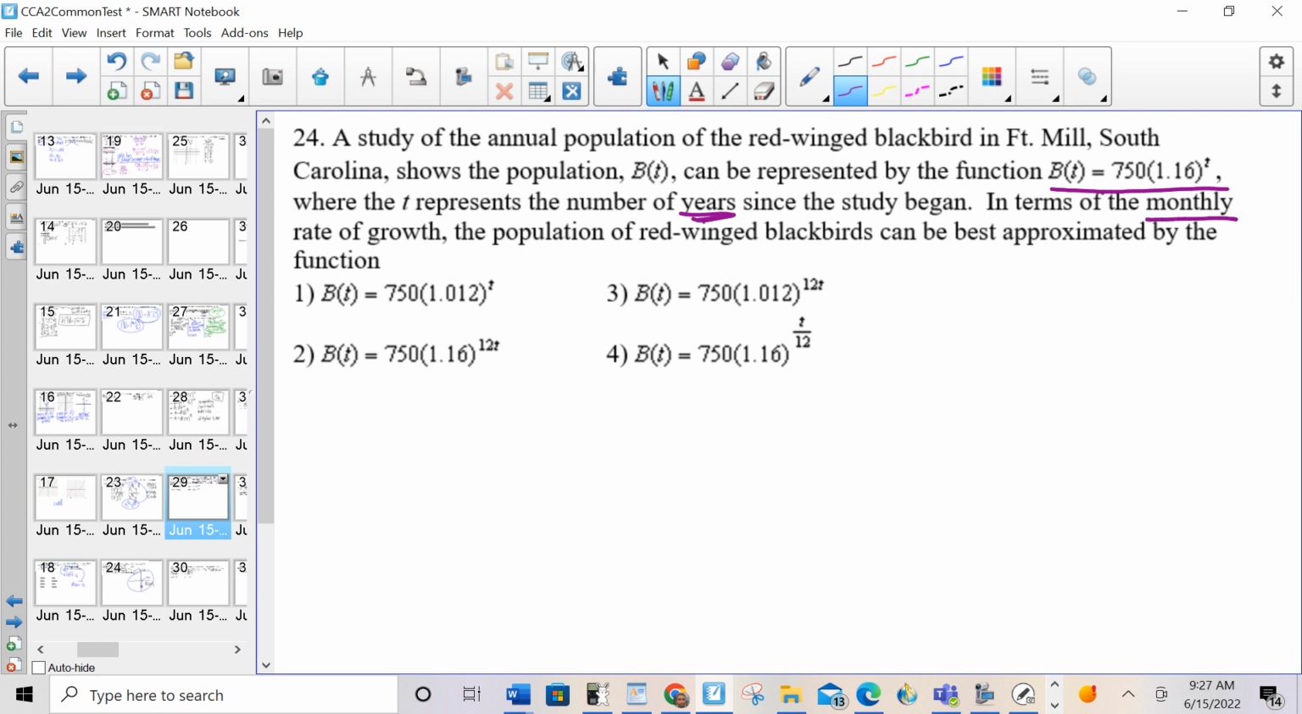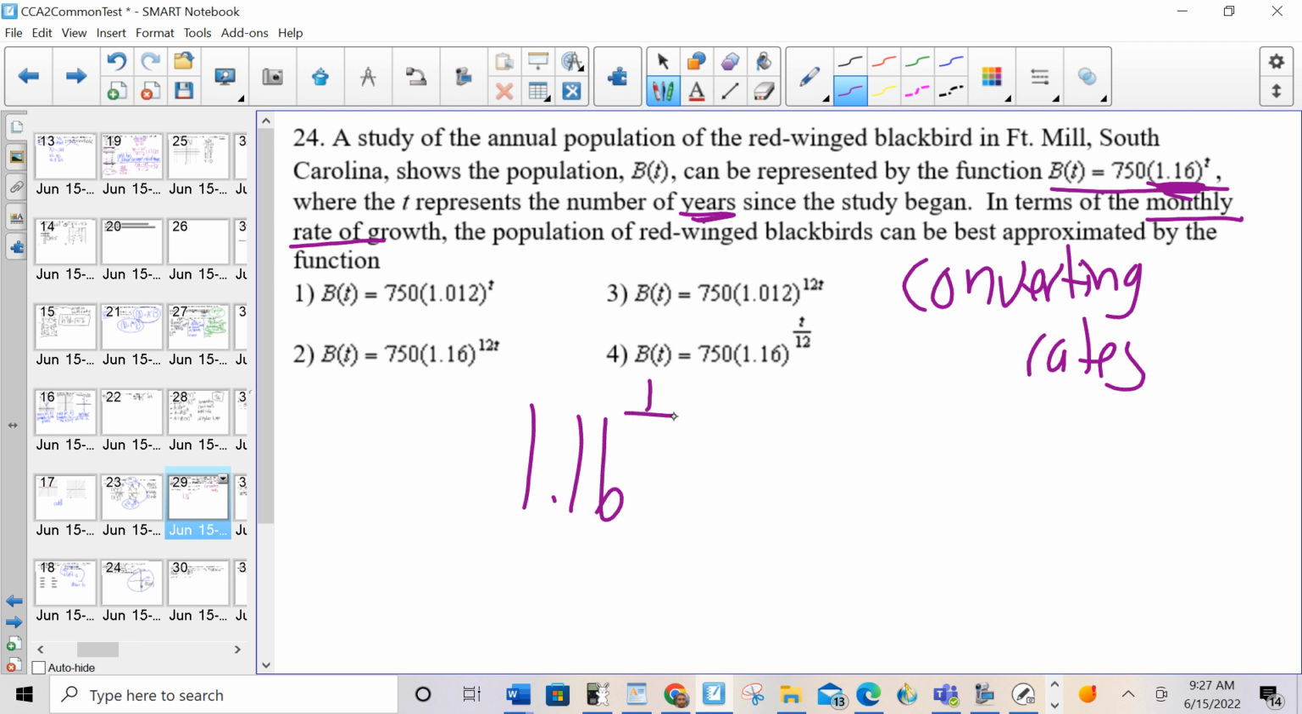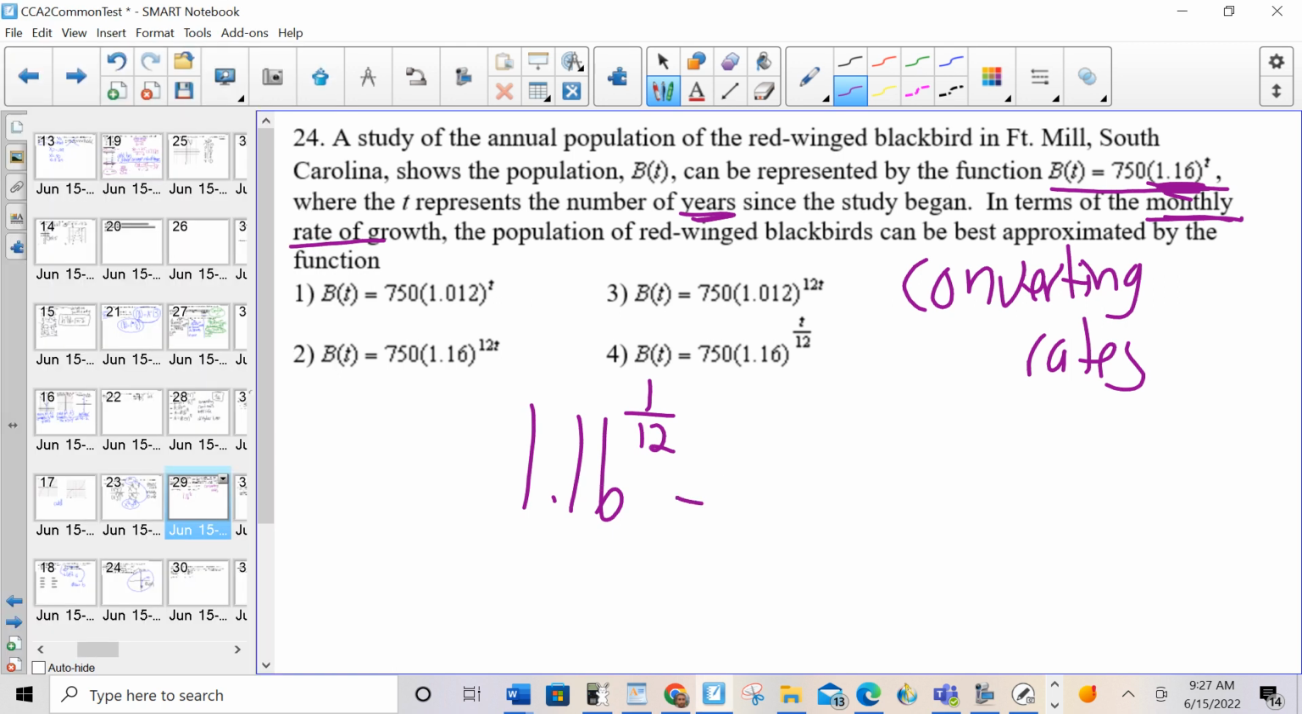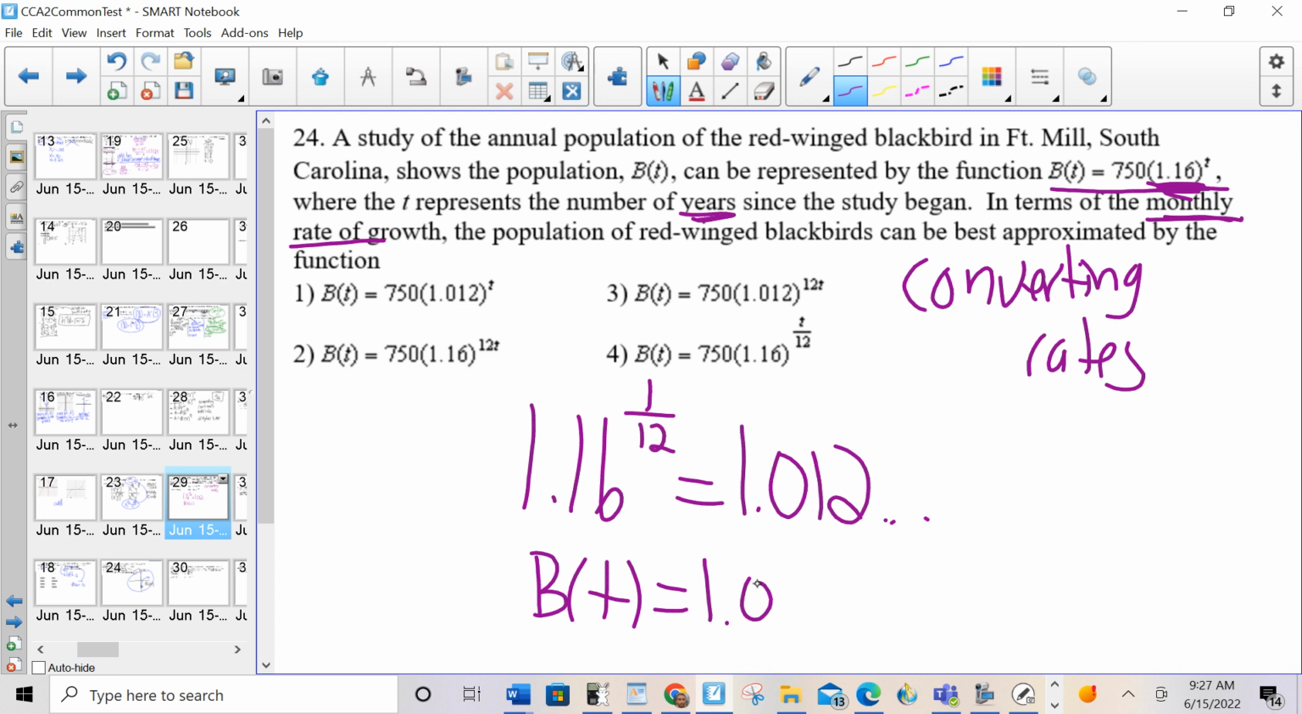In terms of the monthly growth rate, it wants me to convert the rate. Converting rates, raise 1 over n. You take the annual rate, the 1.16, and you raise it to the 1 over n power. In this case, since it's monthly, n is 12. You pop that into the calculator, 1.16 to the power of 1 over 12. I get 1.012 dot dot dot. So my monthly rate is the 1.012.